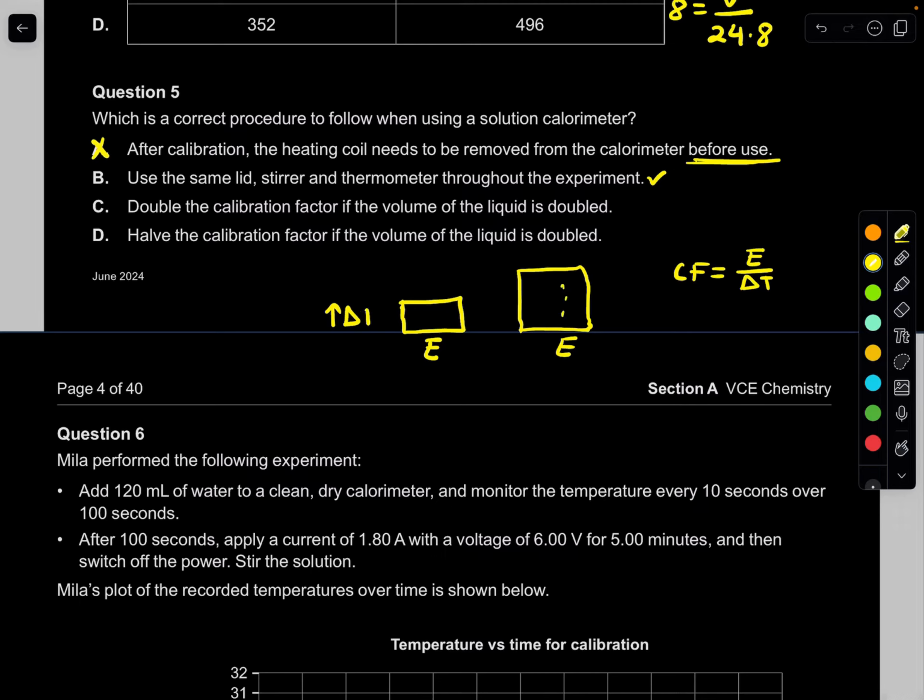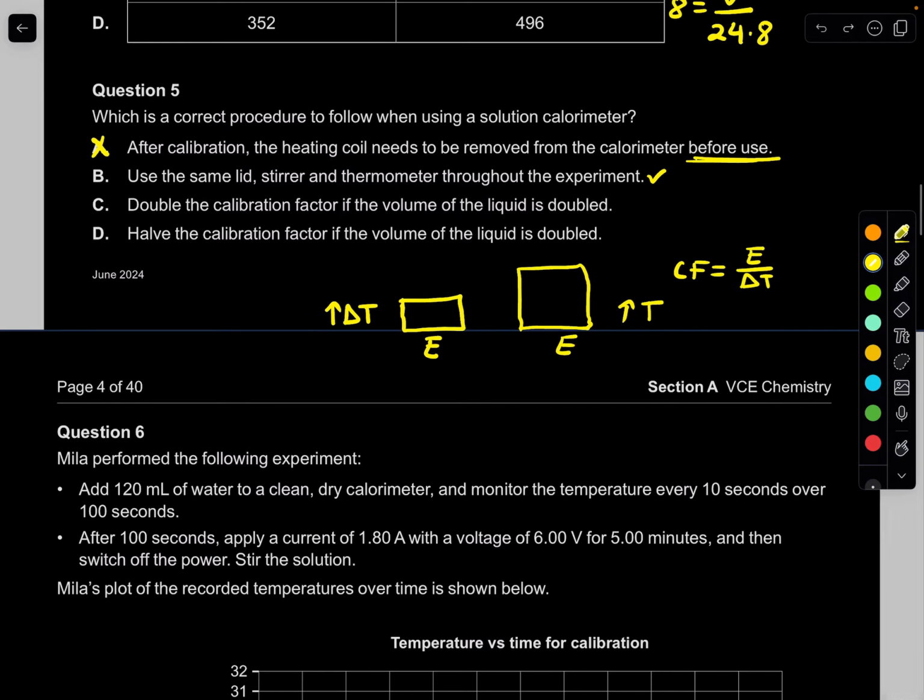The change in temperature is going to increase, but at such a slow rate. So overall, the temperature change for this is going to be lower than this. This is going to be higher because the change in temperature is quicker because of the smaller amount of liquid. This one's going to be much slower, so it will have less change in temperature. Because you've increased that volume, you have less change in temperature. So if you have less change in temperature, you need to have a higher calibration factor. So, double the calibration factor if the volume of the liquid is doubled.